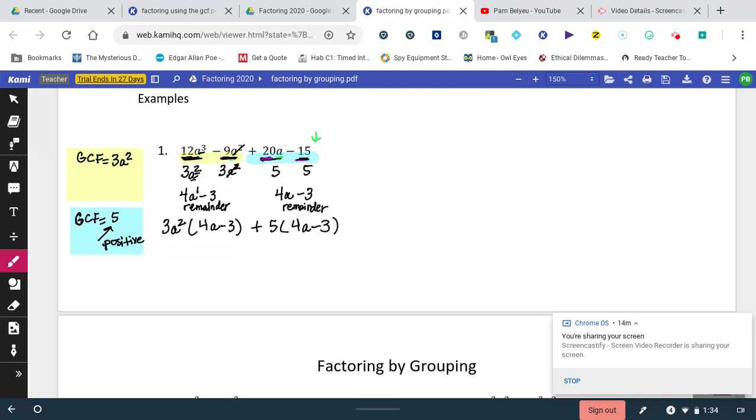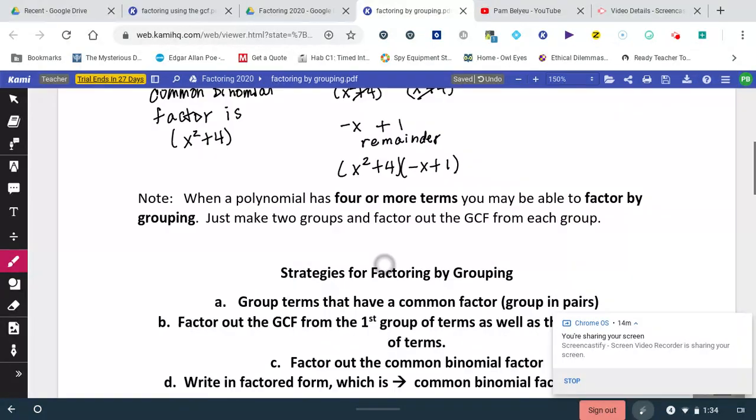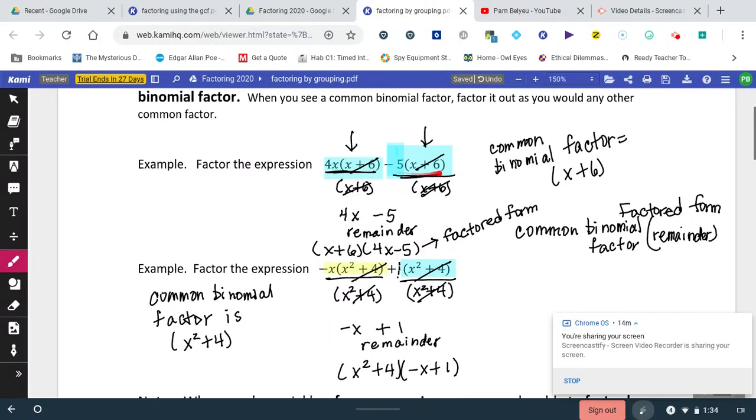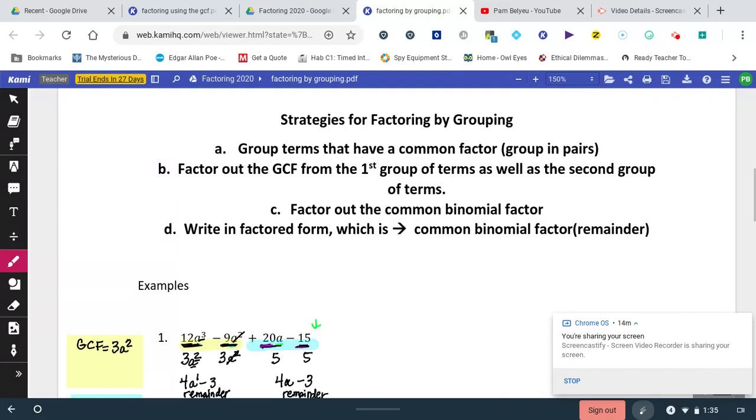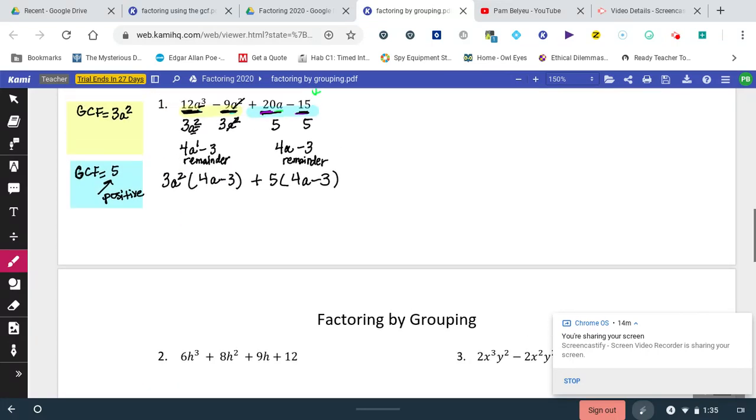Okay, if you notice, all of this should look familiar now. All of this goes back to this. This is why I showed you this first, because you should be able to see a common binomial factor now and factor it out. So I'm hoping it makes it easy for you. Do you see a common binomial factor? Yeah, I see a common binomial factor.